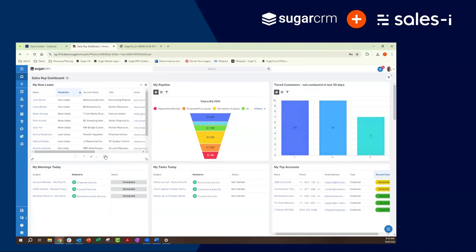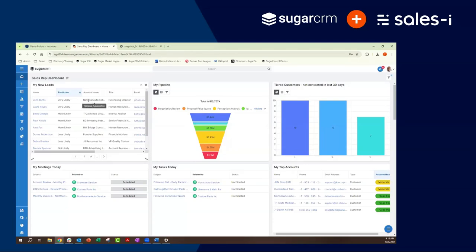Now, as it relates to leads, again, similar to that, I love to focus on ease of use and user adoption, because CRM is only as good as the person using it, if they're actually getting in there and interacting with the software. So I have some new leads here. I'm going to focus on Mr. John Burns here. I can see his prediction to convert to a sales opportunity is very likely, using our AI model in the background, Sugar Predict.